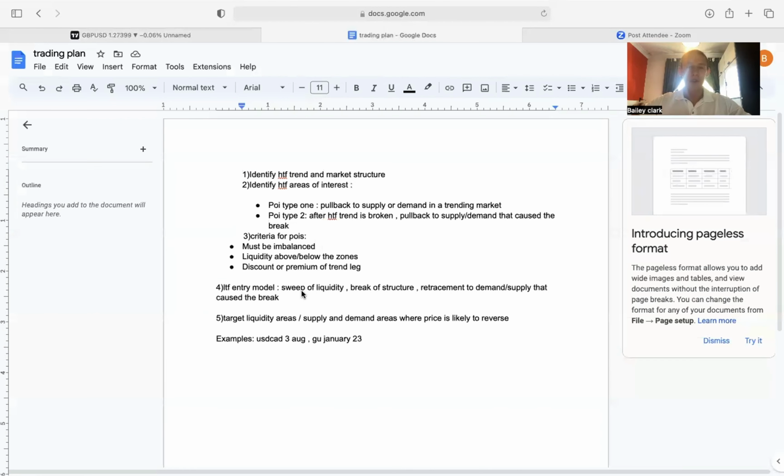And then step 4 is our lower time frame entry model, and this is going to be as simple as possible. We want to see three things: sweep of liquidity, break of structure, and then we wait for a retracement into a level of supply and demand that caused the break in structure.